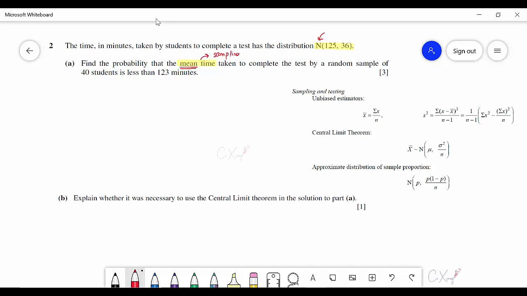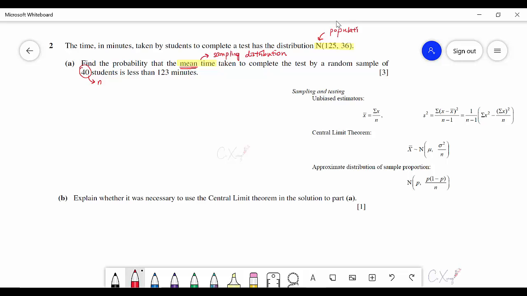So this is how we know that it is asking for sampling distribution. Alright, okay, so this is a keyword. Then the mean time taken to complete the test by a random sample of 40 students. So the 40 students here, 40 will be the n, is less than 123 minutes. Okay, so which means that this is actually the population.